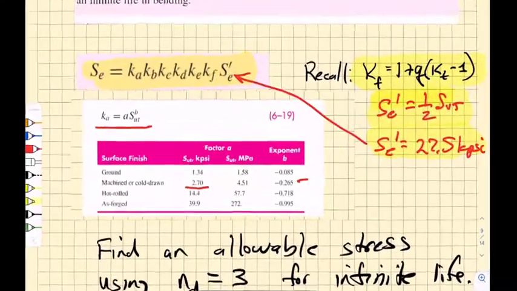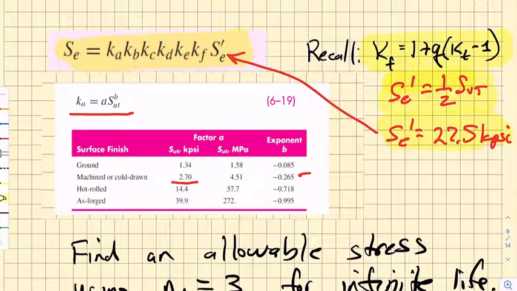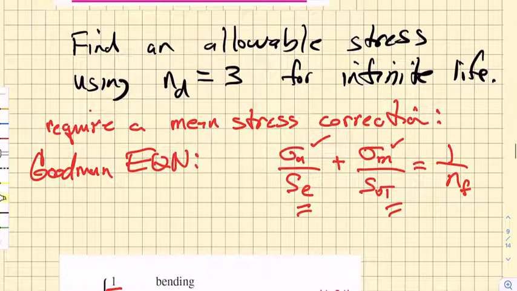We have to calculate a surface correction factor, which is given by A times the ultimate raised to the B power. Since we're measuring our ultimate in kpsi and it is a machined gear, we're going to use a factor of 2.7. We're going to use the design factor of safety of 3, and we're going to design it for infinite life, which means, because we have a mean and a stress amplitude, that we're going to divide the stress amplitude by the fully corrected endurance strength, the mean stress by the ultimate, and we're going to set that equal to 1 over our design factor of safety.